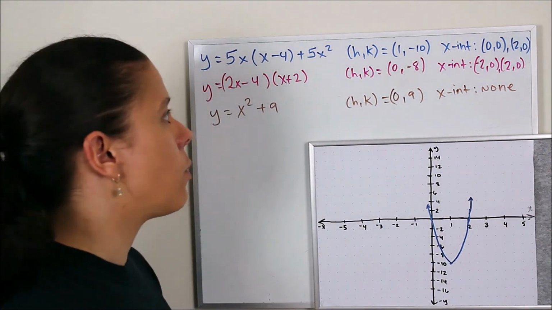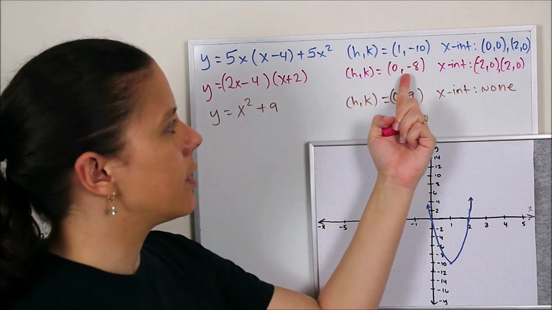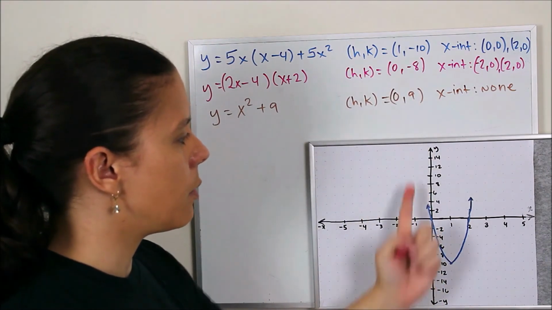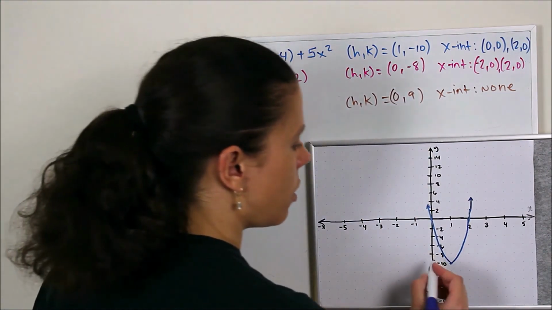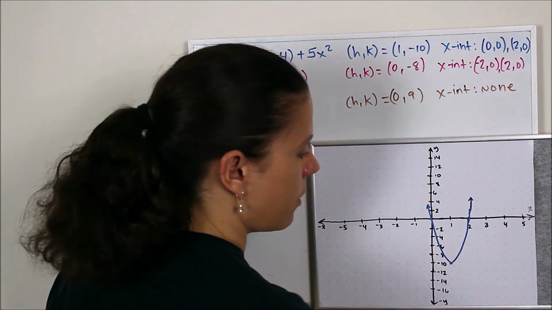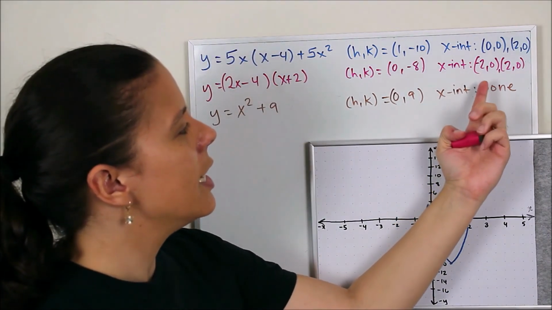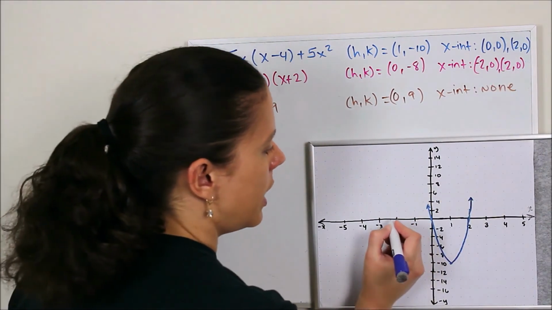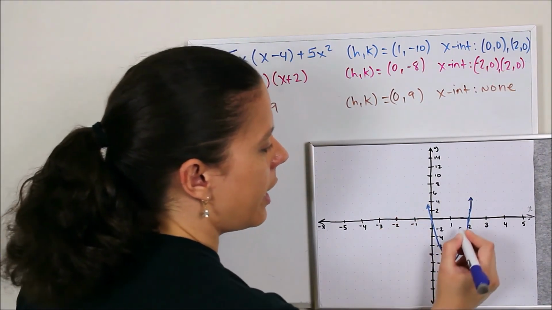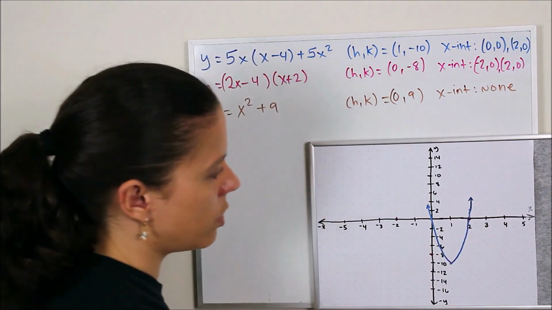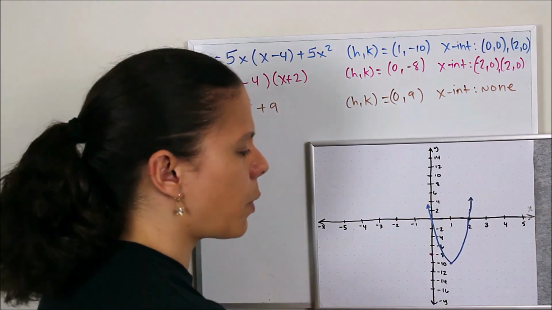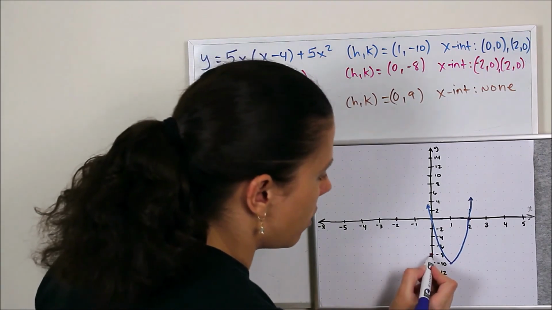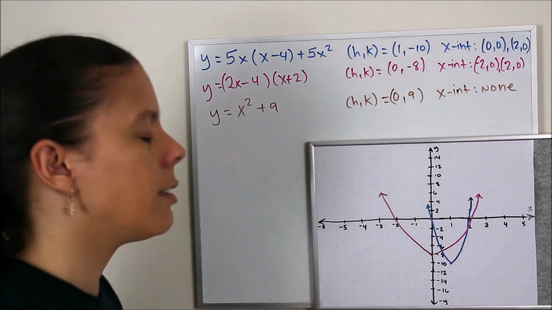All right, so let's do the second one. We know that the vertex is going to be at (0, -8), which means it's going to be on the y-axis. So it's going to be right here. This is going to be the vertex of that one. The x-intercepts are going to be (-2, 0) and (2, 0). So we're going to have one here at (-2, 0), and one here at (2, 0). So this one's actually going to be a bit wider, so it's probably going to be easier to draw. So like that. They kind of look the same.